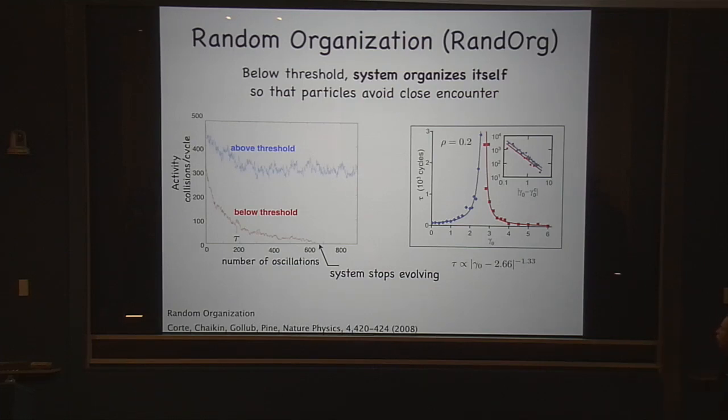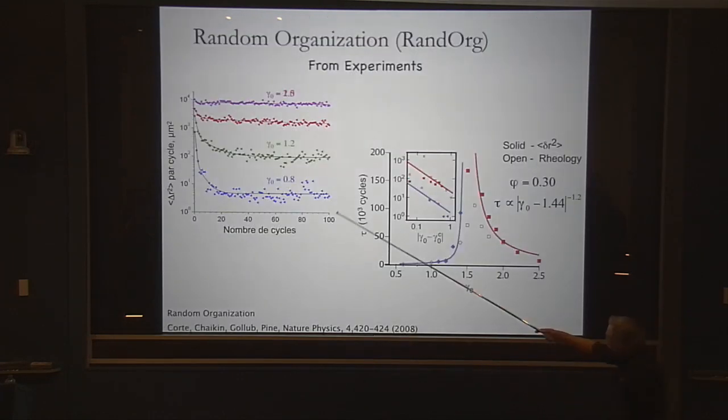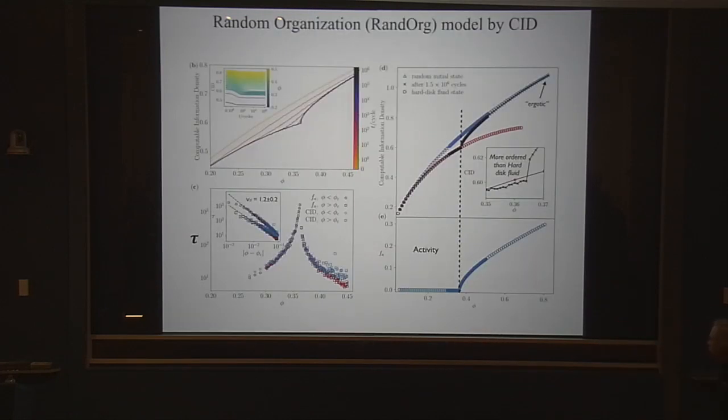That was the simulation. So then we went back and we did the experiment, and the experiment shows the same thing, to make a long story short. So this is a model that we call random organization. It looks a lot like what I was telling you before, and like some other models I'll show you, but it turns out I didn't know about those models. None of us knew about those models before we came up with this one, which is a continuum model rather than a lattice model.